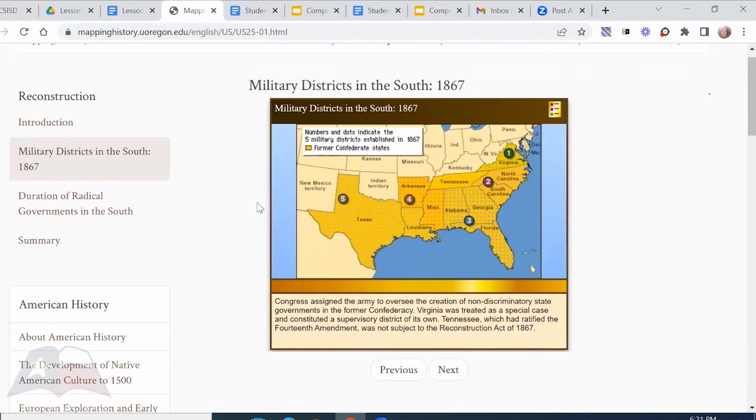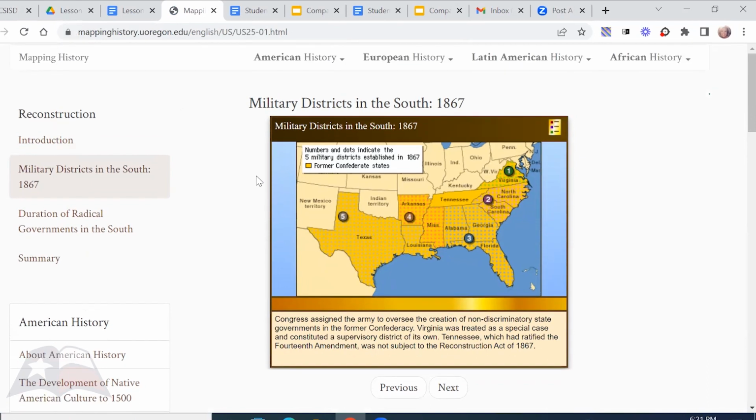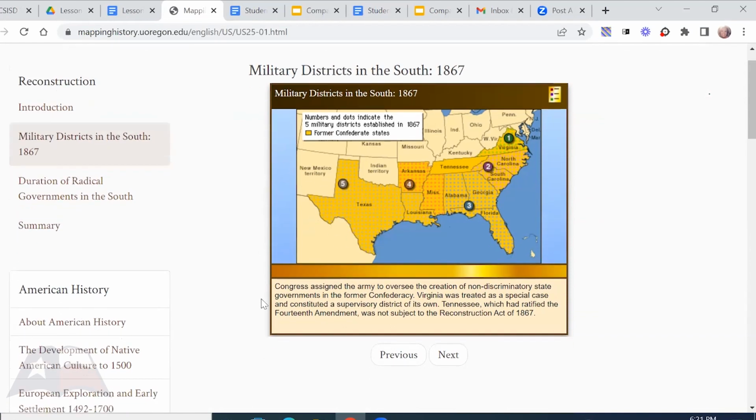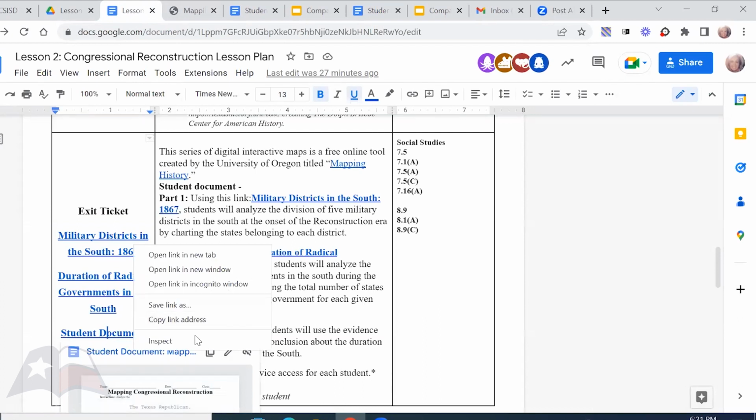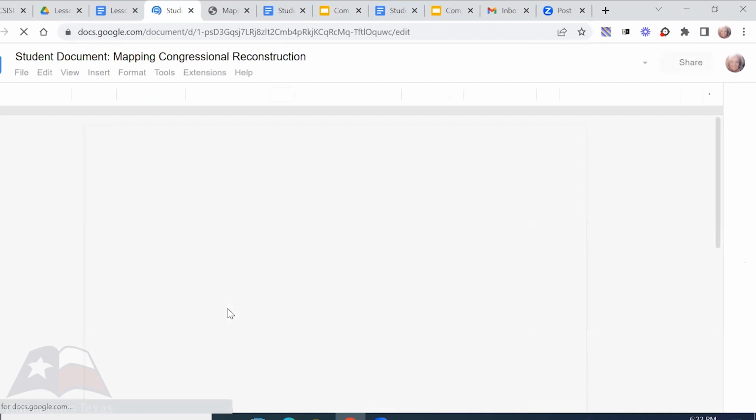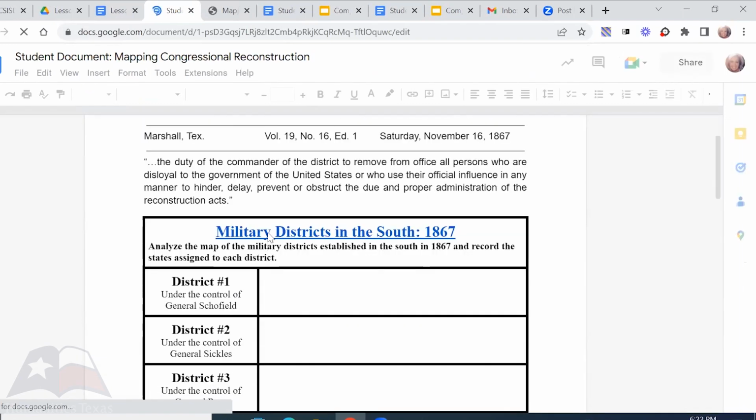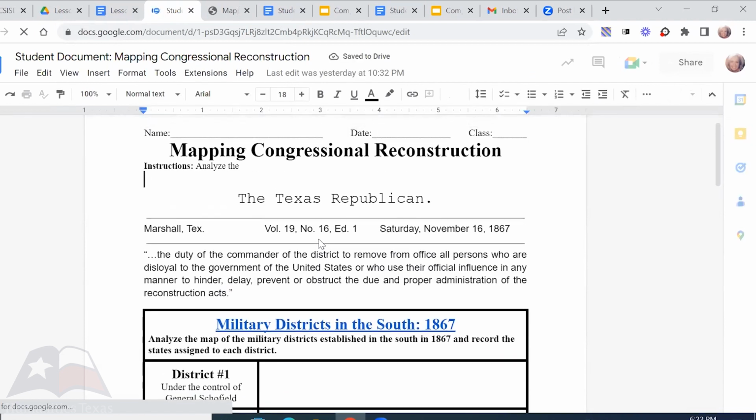The first one is all about the military districts in the South. It shows the division of them, and obviously you can clearly see what's going on here, right? This is super easy to read, and it's also interactive. There's a little bit of information at the bottom for students, and I'm going to open up the student document as well, so you can take a glance at that. The student document itself has these links at the very inside of each section. And also, I forgot about this part.